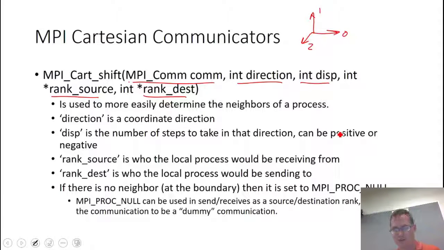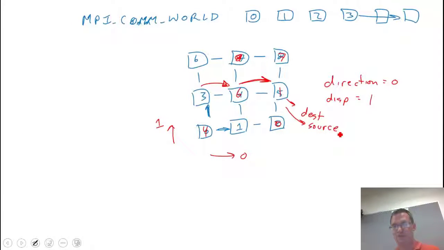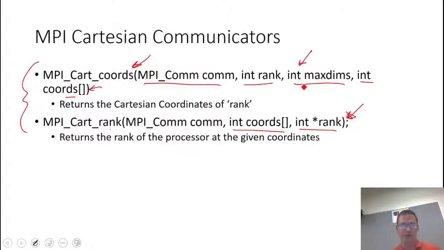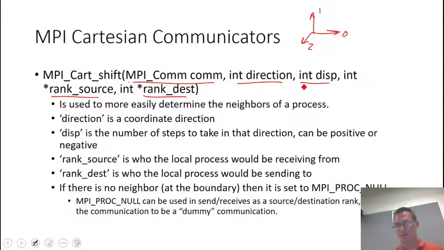If there is no neighbor, such as at a boundary, so if number 5 were to call this, there's nobody to the right of him, because there's no periodic boundary conditions. So who am I going to be talking to? And the answer is nobody: MPI proc null. You can actually use this in your sends and receives. You can send something to MPI proc null. You can receive something from MPI proc null. And all it does is nothing. Okay, but that is valid.